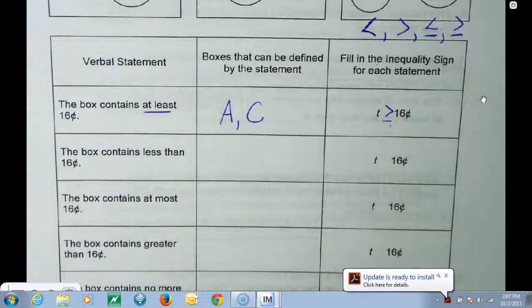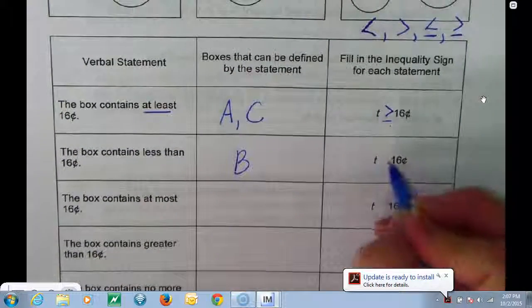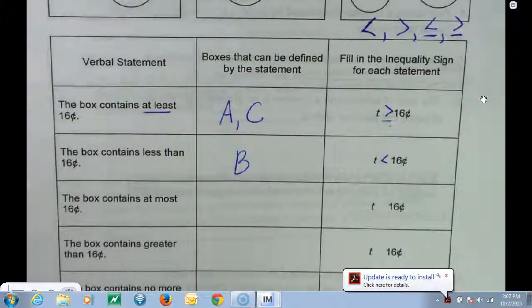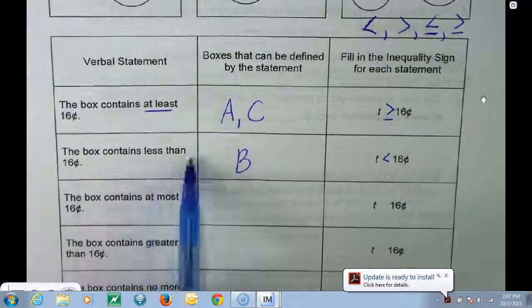Okay? I'm going to read B, the second one, and you're going to choose the box. Don't say anything. Just write the letter of the box, or boxes, that shows the answer. The box contains less than 16 cents. What'd you put? So what am I going to put over here? Less than. Not equal to. It's less than 16.